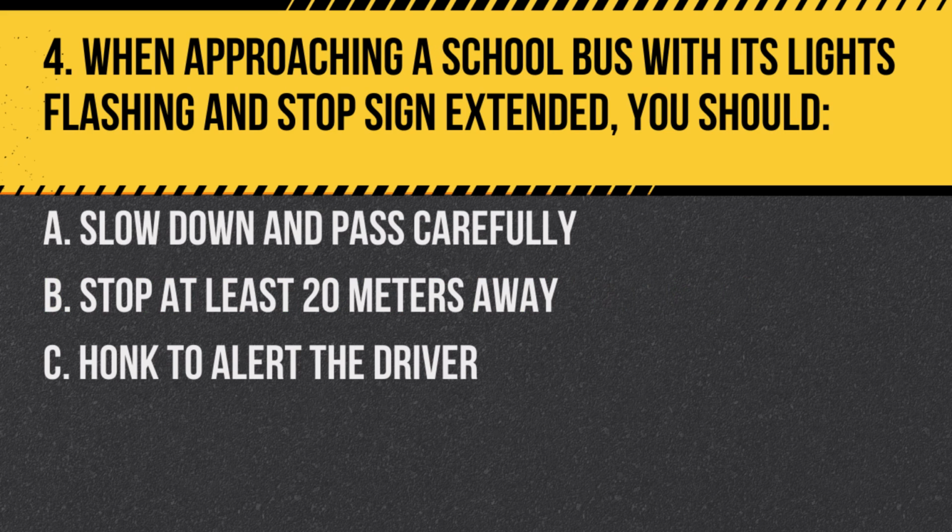Question 4. When approaching a school bus with its lights flashing and stop sign extended, you should: A. Slow down and pass carefully. B. Stop at least 20 meters away. C. Honk to alert the driver. Answer: B. Stop at least 20 meters away. It is the law to stop for a school bus with its lights flashing and stop sign extended to ensure the safety of boarding or disembarking children.